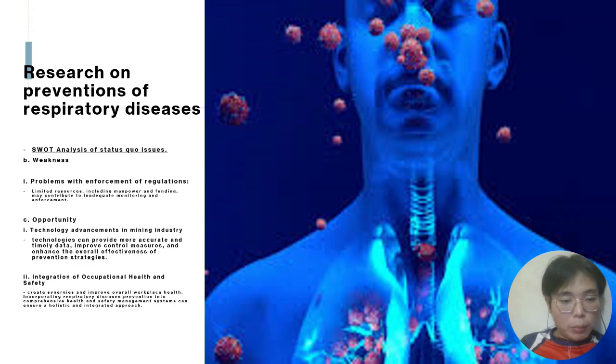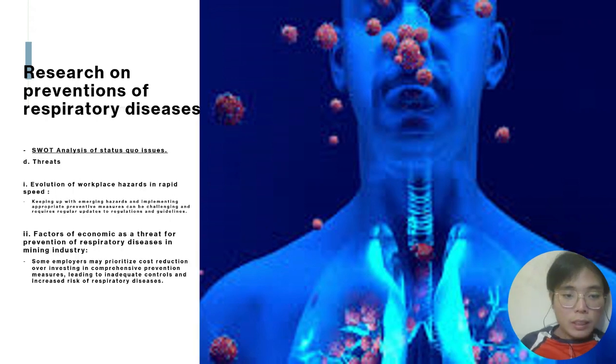The next will be the opportunities. The opportunity in this research topic will be the technology advancement in the mining industry. Technologies such as local exhaust ventilation and AI used as a monitoring system can be seen as an effective method to prevent catastrophes from happening. This will be a very good opportunity for Malaysia to adopt in the mining industry for the prevention of respiratory diseases. The next will be the integration of occupational health and safety. The aim of integration is to create synergies and also improve overall workplace health. Incorporating respiratory disease prevention into a comprehensive health and safety management system can ensure a holistic and integrated approach.